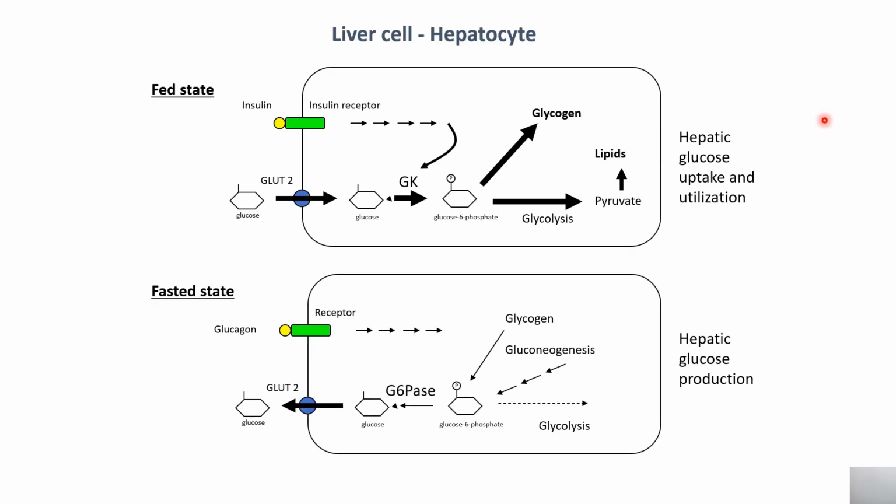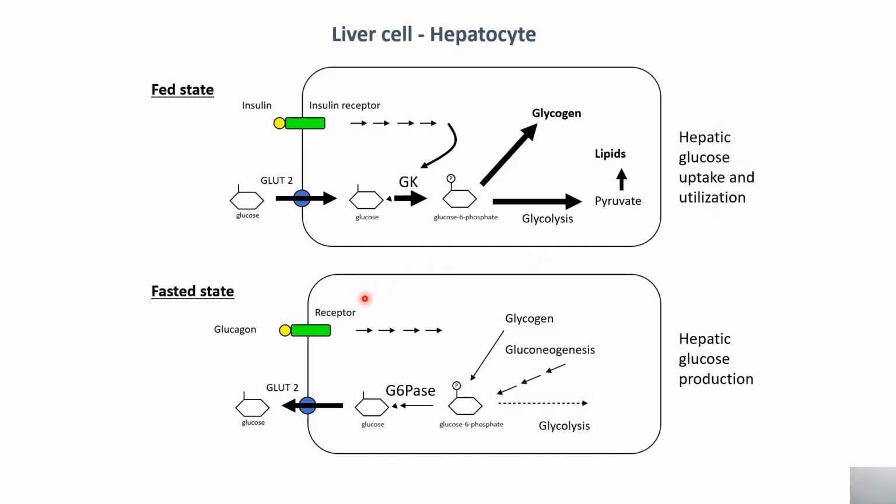Like if you see in a liver hepatocyte in the fed state, what is happening? So there is insulin being secreted, right? There is glucose. Glucose is being transported inside using the GLUT2 transporter. Insulin is there. The insulin receptor catches insulin, which basically induces the intake of glucose via the GLUT2 transporter, right? Which ultimately gets converted to glucose 6-phosphate and either to glycogen, or it undergoes glycolysis to form pyruvate and then might again form lipids. So this is hepatic glucose uptake and utilization.